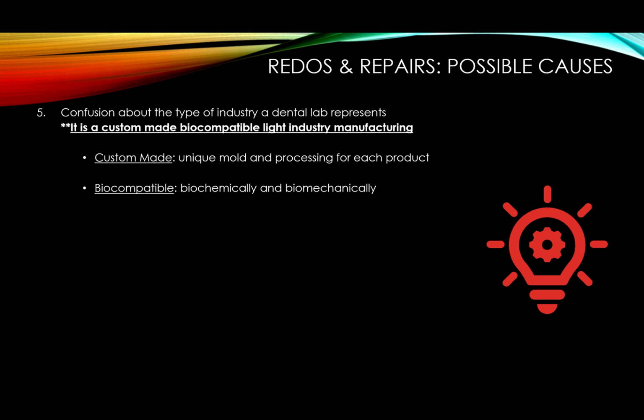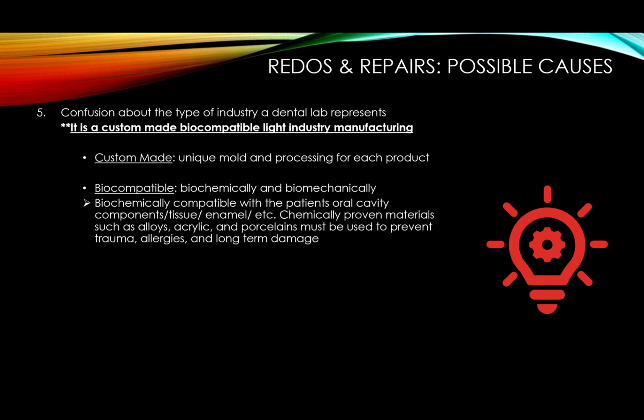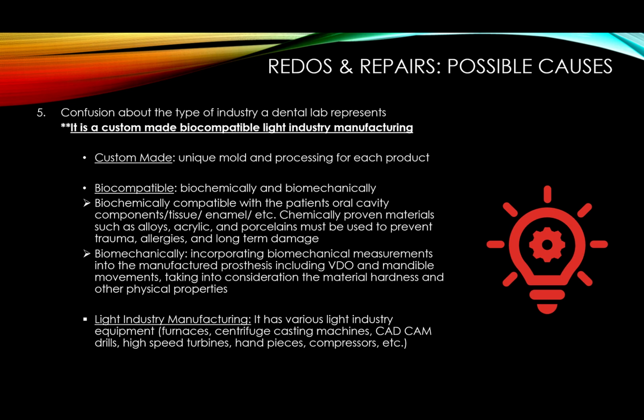So biomechanically and biochemically. Now, biochemically means compatible with the patient oral cavity, components, tissue, enamel, etc. Chemically proven materials such as alloys, acrylics, porcelains, not porous materials or materials that will develop problems for the patient, give them trauma or allergies, or do damage in the long term. Biomechanically means incorporating biomechanical measurements into the manufacturing of the prosthesis, including vertical dimension of occlusion, mandible movements, taking into consideration the material hardness and other physical properties.